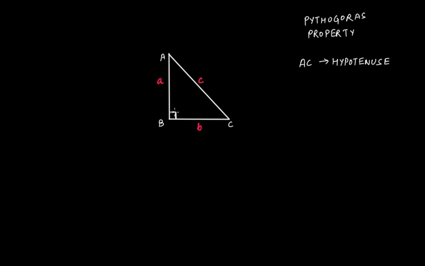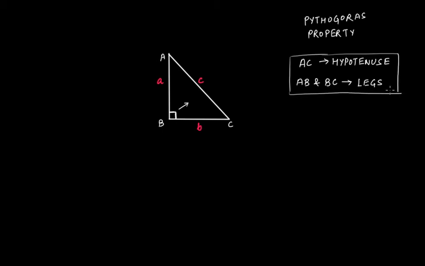Why? Because we have the right angle at vertex B, and the opposite side is this AC. And the rest two sides, that is in this case AB and BC, will be called legs of this right angled triangle. Okay, now this was about a right angled triangle. These terms are about a right angled triangle.